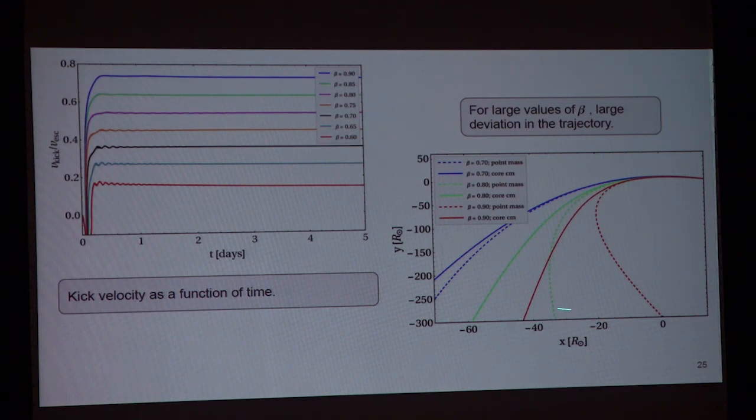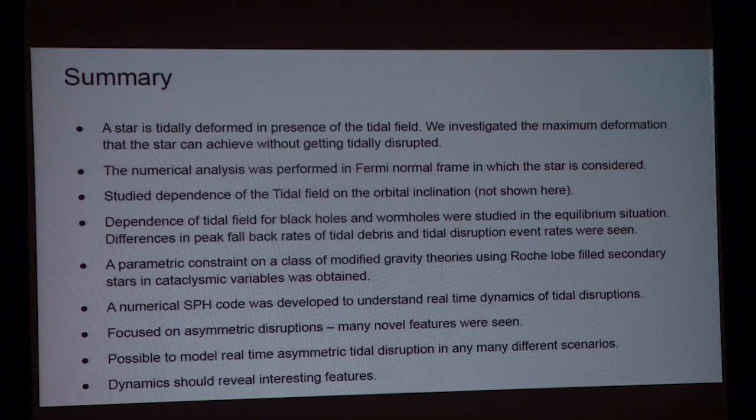And remember that this is actually in the xy coordinates, this is almost a 42 solar radius deviation between what would happen with the tidal disruption and what would happen if there was just a point mass. So then I'll end with a summary: a star is tidally deformed in the presence of a tidal field, and we investigated the maximum deformation that it can achieve without getting tidally disrupted.